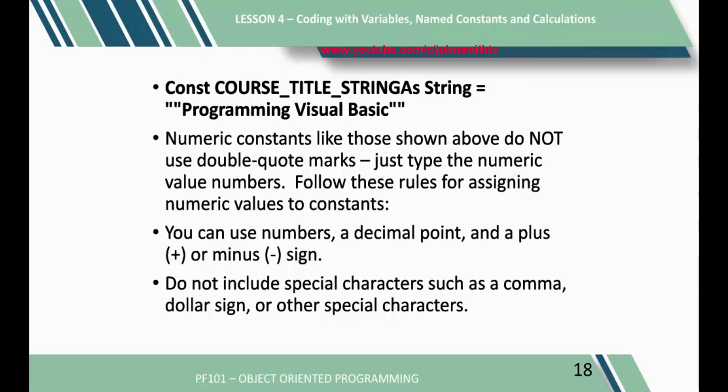Numeric constants like those shown above do not use double quote marks, just type the numeric value. Follow these rules for assigning numeric values to constants. You can use numbers, a decimal point, and a plus or minus sign. Do not include special characters such as a comma, dollar sign, or other special characters.